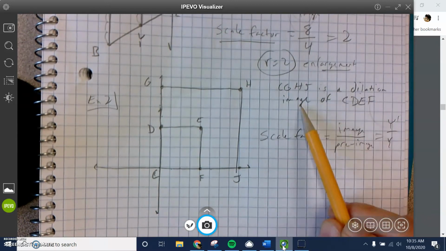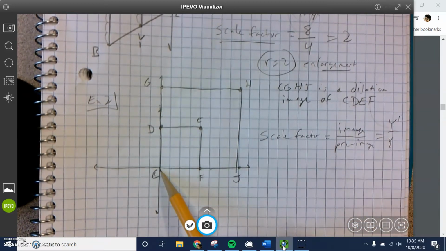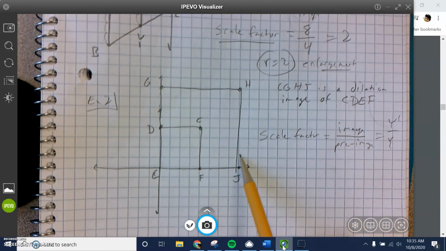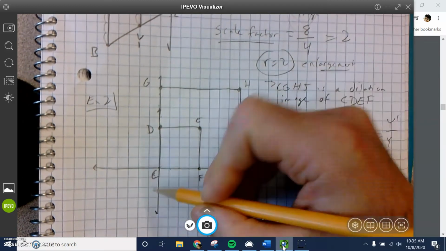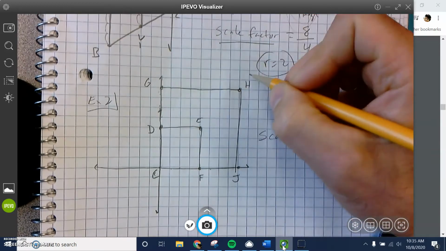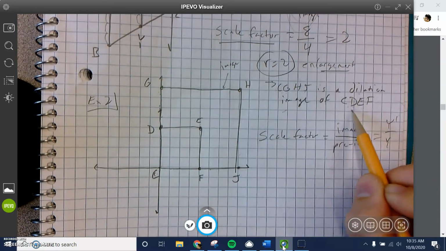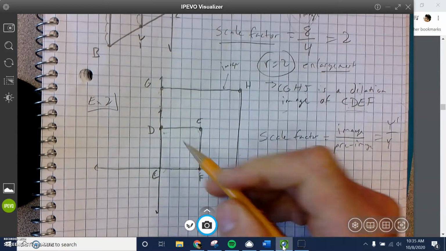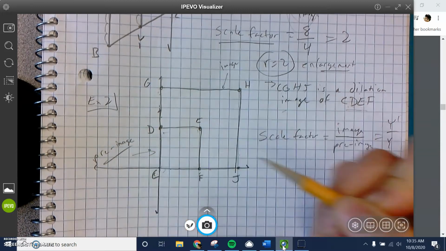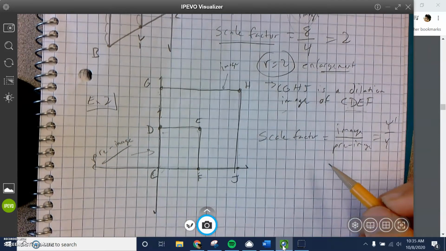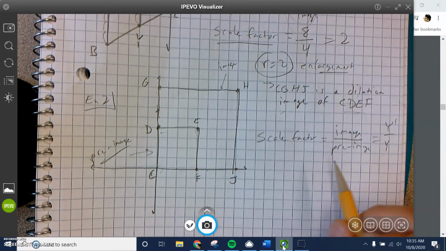It says in the problem, CGHJ is the dilation image of CDEF. So CGHJ is the image of that. So the big thing is the image. And CDEF is the pre-image here. I always write this to make sure I don't mess it up. Sometimes I forget when I'm doing all this. You've got to be precise, because if you reverse it, you're going to get it wrong, and you don't want that because this is easy.